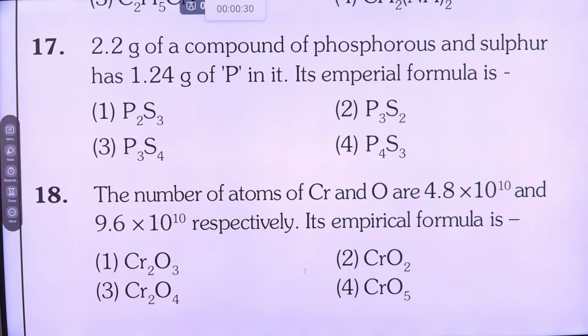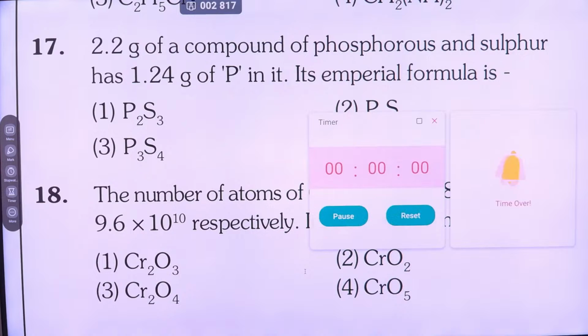Okay, start doing it, guys. 20, 17, 16, 15, 14, 13, 12, 11, 9, 8, 7, 6, 5, 4, 3, 2, 1, 0, done.